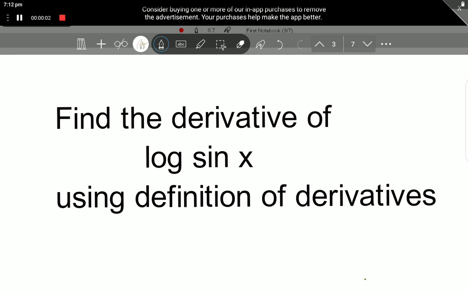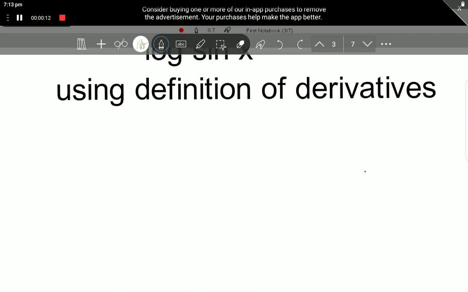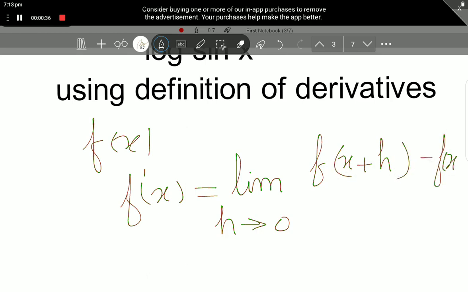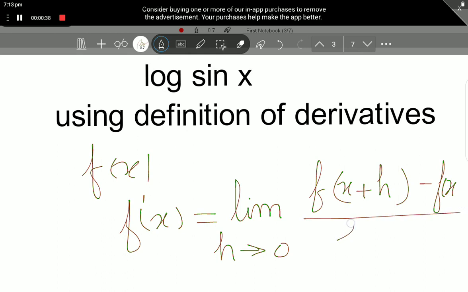Let us find the derivative of log of sin x using the definition of derivatives. For a function f(x), f dash x by definition is given by f dash x equal to limit h tends to 0, f of x plus h minus f of x, divided by h.